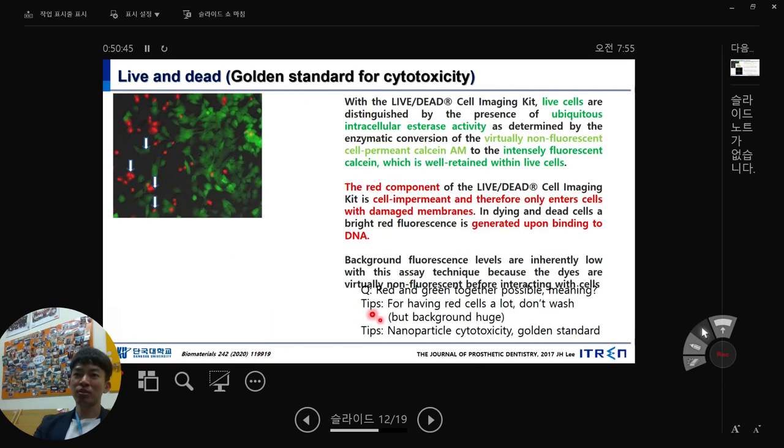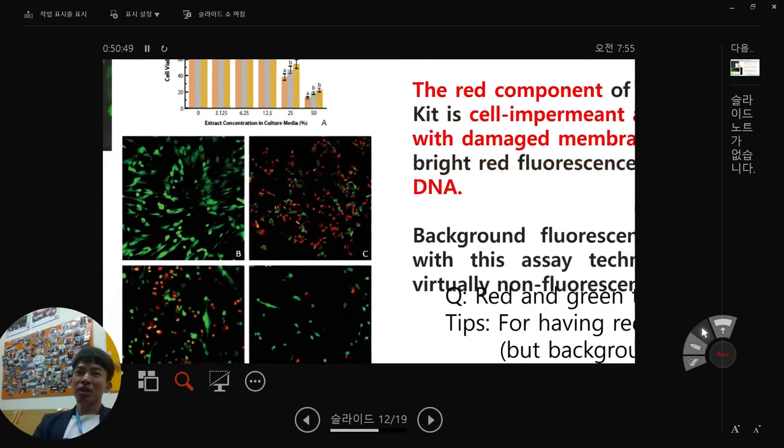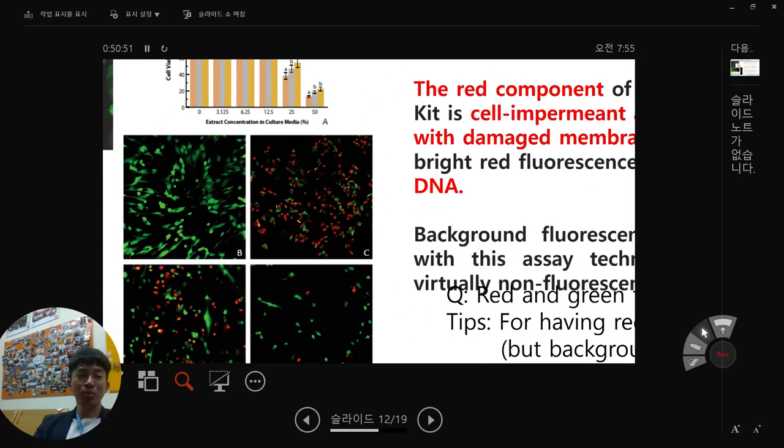Please refer to these two papers. And then like this. Yeah. Oh, yeah, there are a lot of dead cells. How can I obtain it? I didn't wash it. Or gently suction using your pipette, not the suction machine. A little pipette, and suction by your hand. And then you can get this many red signals from your dye.